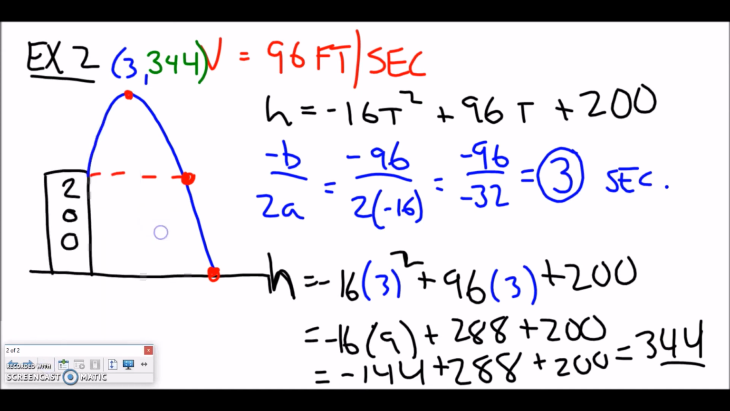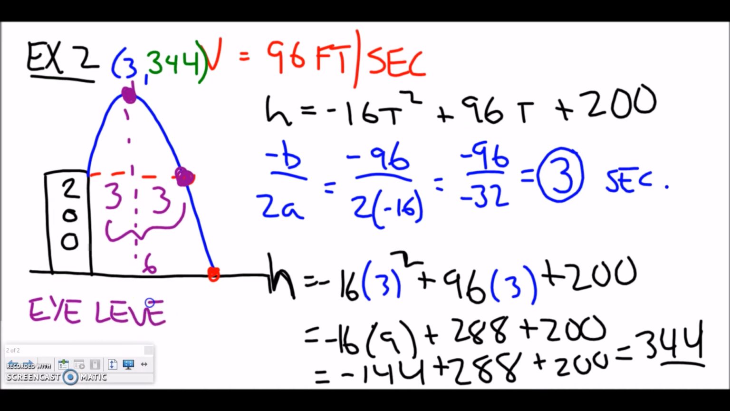So again, we're going to think about the idea of a parabola and the fact that it is symmetrical. And if it took 3 seconds to reach the vertex, the maximum height, how long would it take to reach eye level? Well, think about it. If it takes 3 seconds to get over here, it takes 3 more seconds to get over here, a total of 6 seconds. So it would reach eye level in 6 seconds. And we like when we don't have to do any equations or any real hard math.